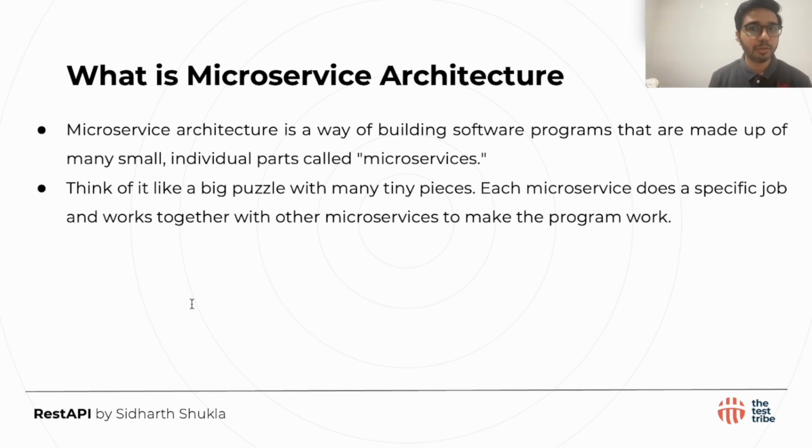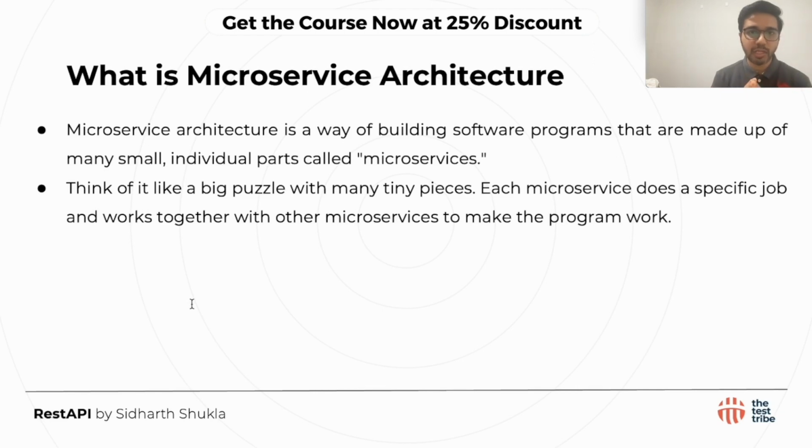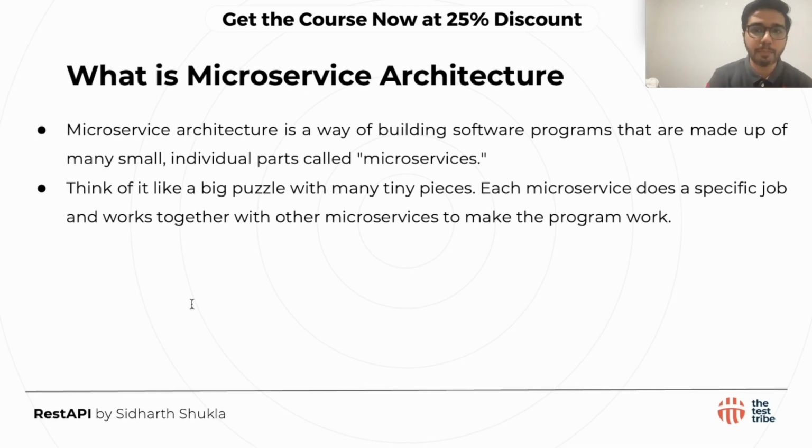Now, how they relate to each other, I will give you an example. Just as a layman term, understand that microservices architecture is a way of building software programs, that's what I've explained, right? That are made up of many small individual parts called microservices. This line, made up of small individual parts, I will explain in the examples. But let's talk like a 5-year-old, okay? Let's take the example that I have a big puzzle with many tiny pieces. Each microservice does a specific job and works together with other microservices to make the program work.